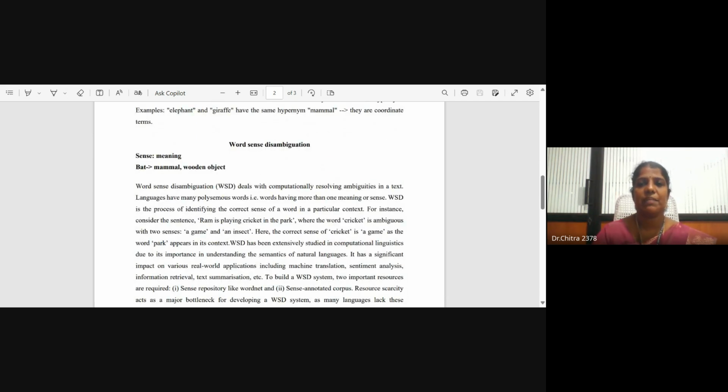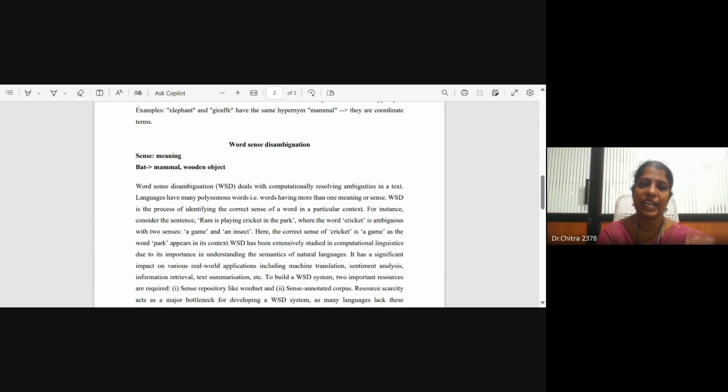For example, consider bat. Bat may be a mammal or it may be a wooden object. First, it checks WordNet to see whether it belongs to the mammal category, based on the words in the sentence. It's checked under the mammal category as well as the wooden object. Play is related to the wooden object. Fly is related to the mammal.